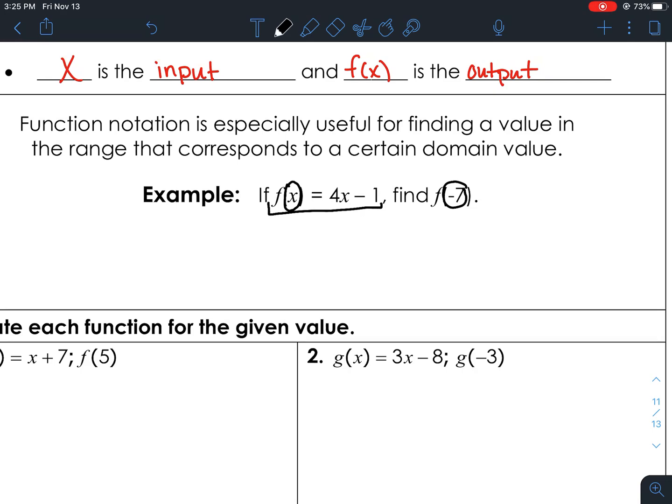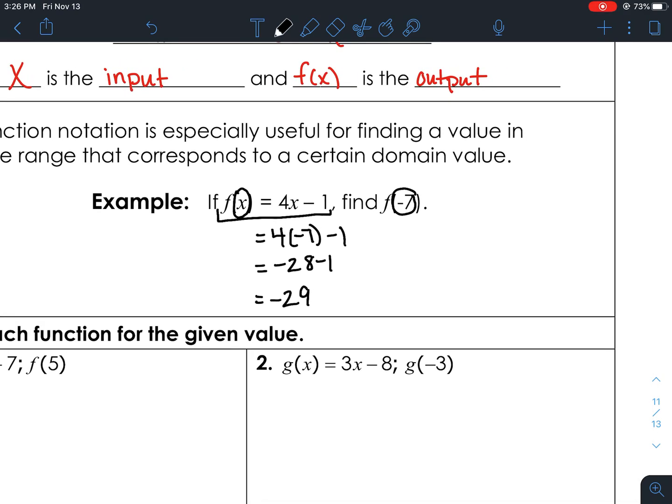So let's do that here. So I have 4 times -7 minus 1. Well, 4 times -7 is -28 minus 1, which will give us a final answer of -29. When we write our answers, we are going to write them like this. So f, what we replaced our x with, and then what our final function value would be, which here would be -29.